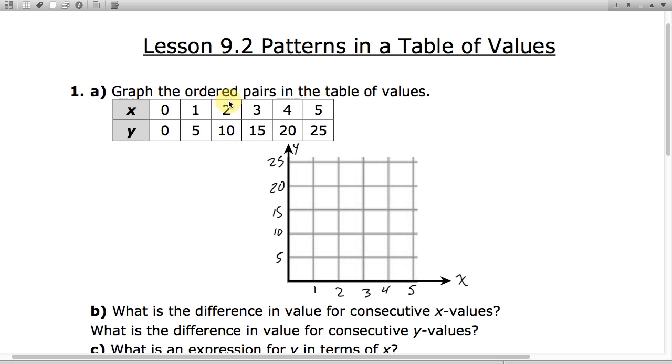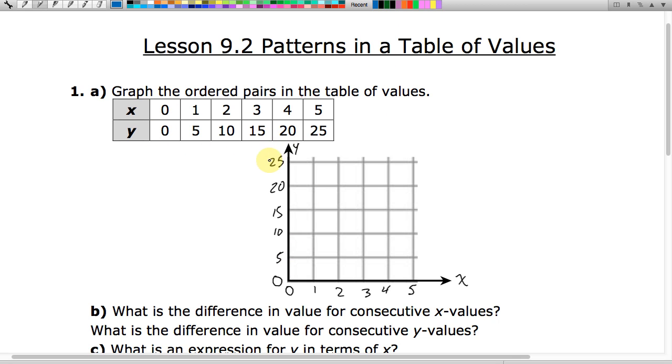So first we want to graph the ordered pairs in this table of values. So we've got x and y, and the x is the horizontal component. As you'll notice, the horizontal axis is labeled x and the vertical axis is labeled y. And you'll also notice that I have made sure to put numbers on my axes so that you can tell exactly the size of things. So very important things to do when you're doing graphs.